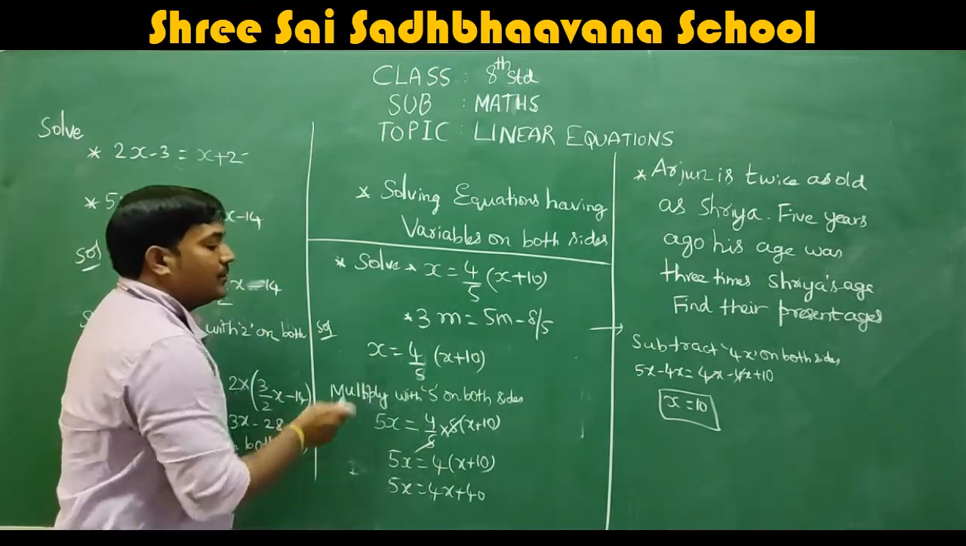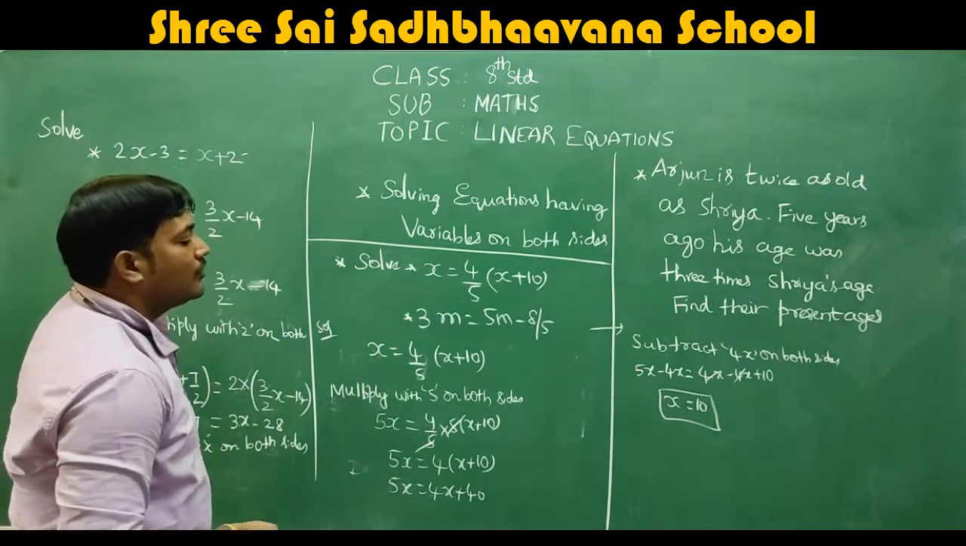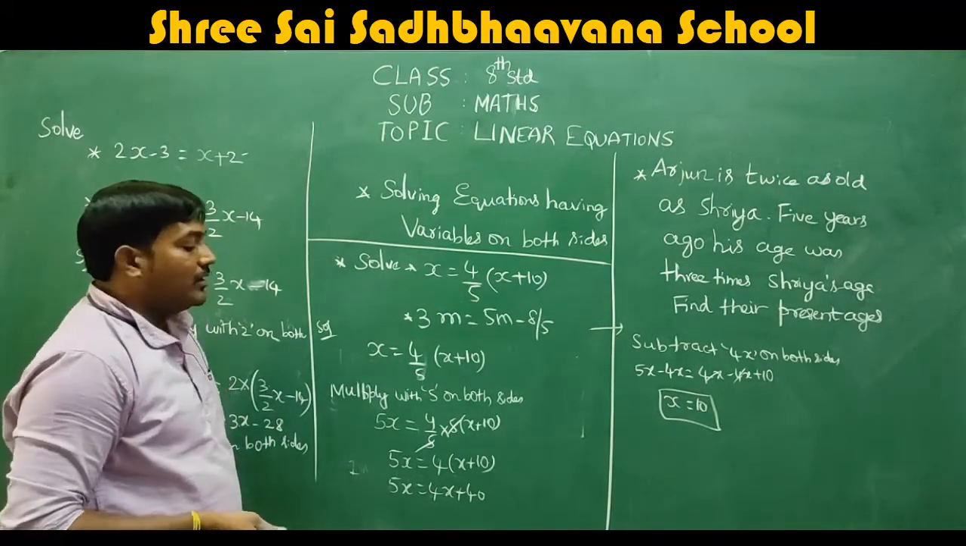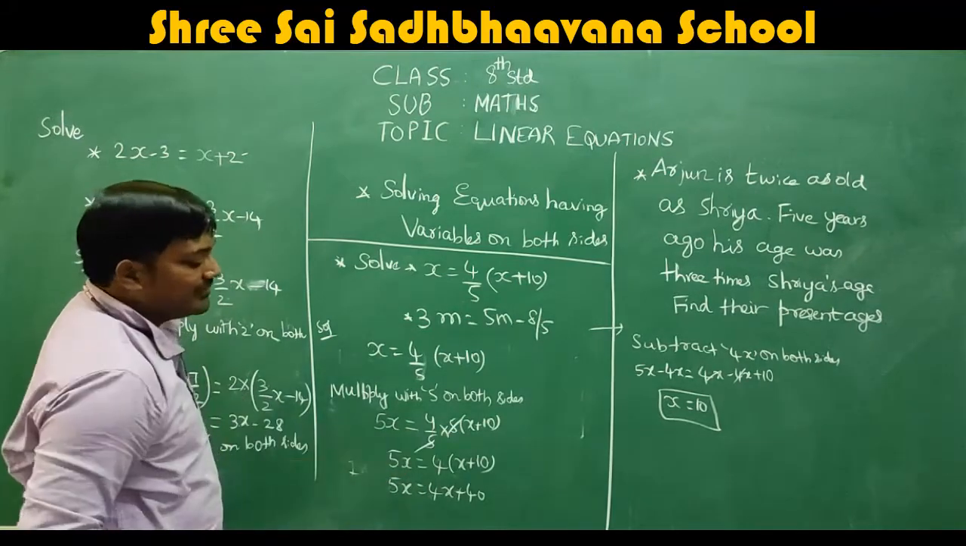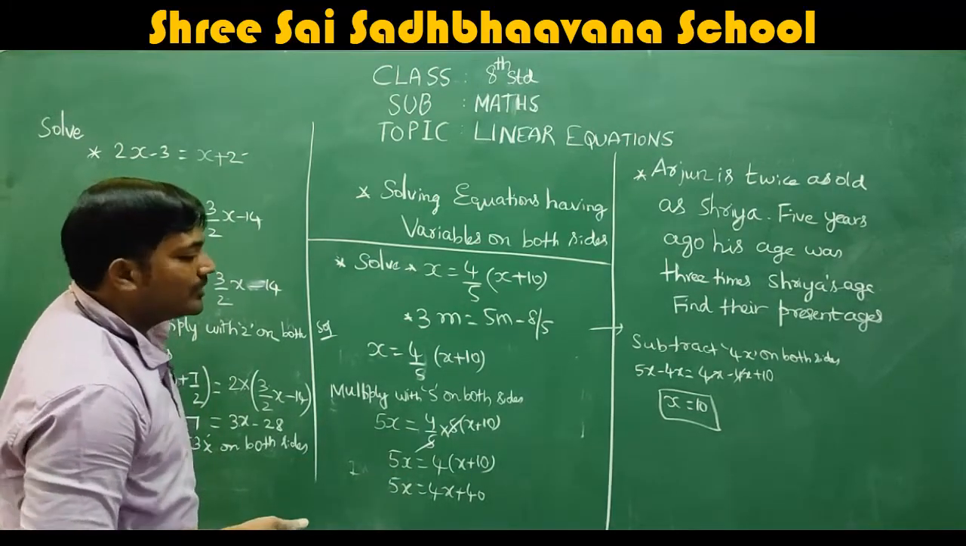So 5, if you multiply, we get 5 into x. And here 4 by 5 into 5. 5 will get cancelled. You will get 4 into x plus 10. And this 4 belongs to both the terms. So multiply 4 inside. So 5x is equal to 4x plus 40.